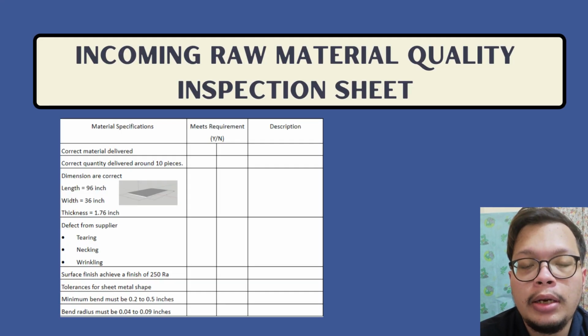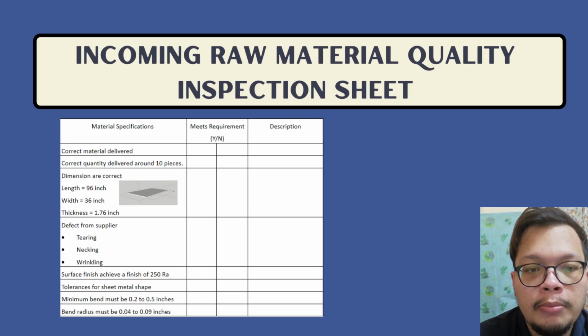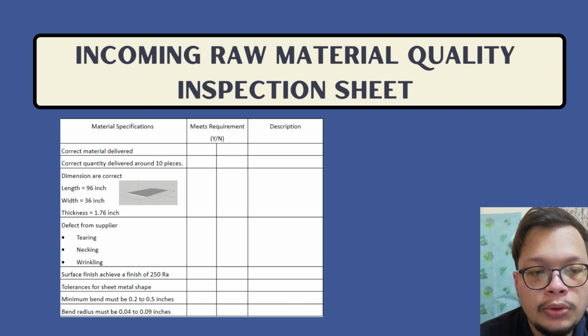For the incoming raw material inspection sheet, certain criteria must meet the requirement in order to proceed to the next process. The criteria are correct material delivered, correct quantity delivered, around 10 pieces, and the dimension of the sheet is also correct, which is length 96 inches, width 36 inches, thickness 1.76 inches. The material must also be free from defects such as tearing, necking, and wrinkling. The surface finish of the sheet must also achieve a finish of 250 RA.